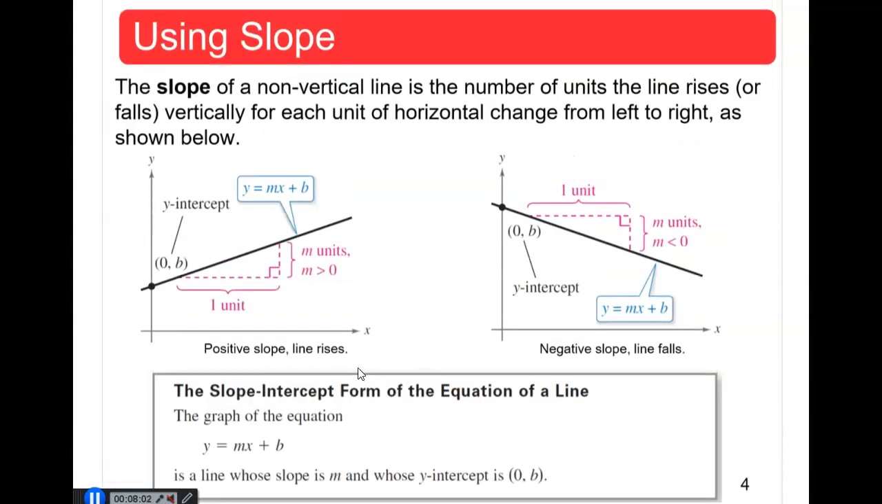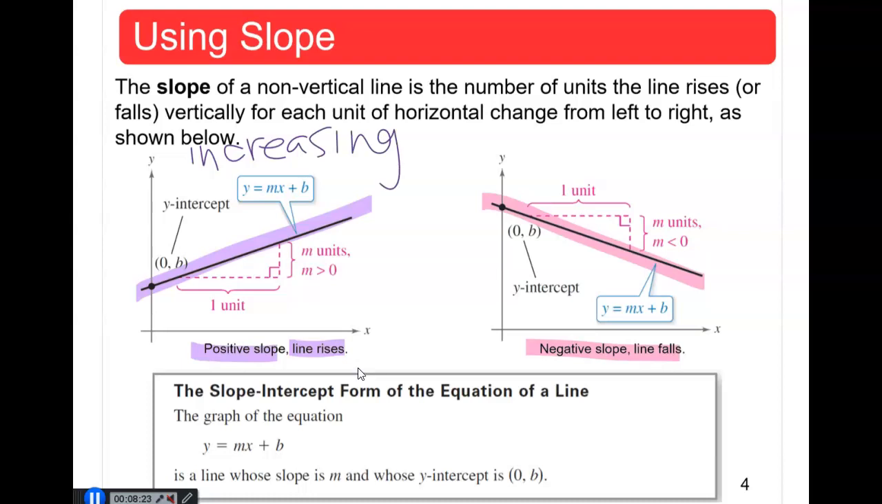So here's just a summary of what we have been describing. Positive slope, the line will be rising. Negative slope, the line will be falling. And we also refer to that behavior as increasing and as decreasing.